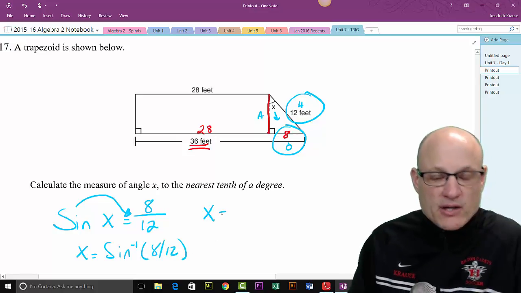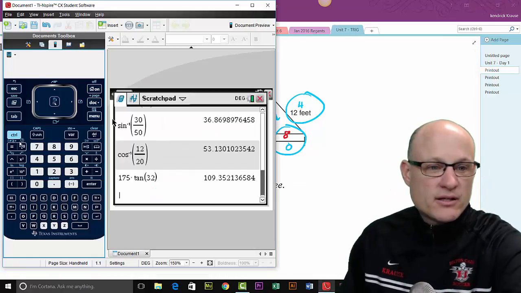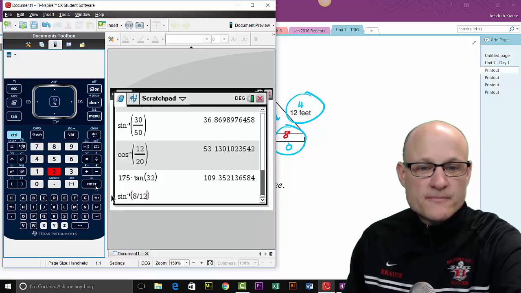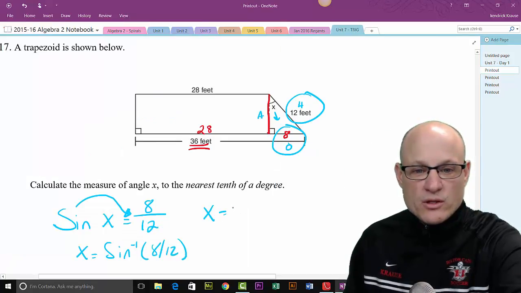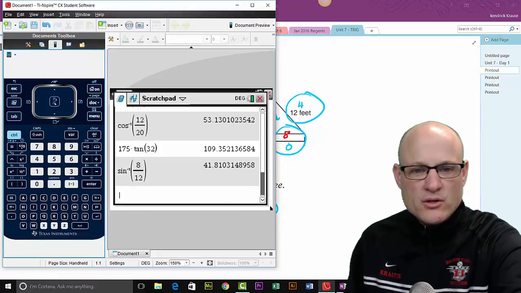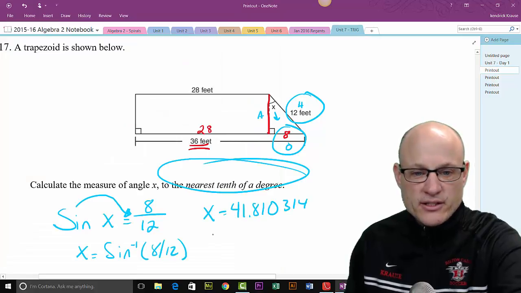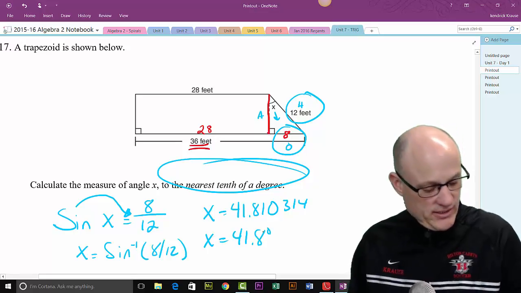And I take out my calculator. And I go, okay, sine inverse of 8 divided by 12, 41.810314. Round to the nearest tenth of a degree, x equals 41.8 degrees.